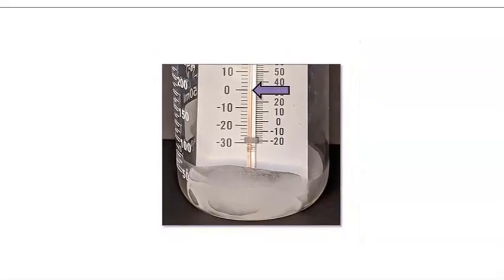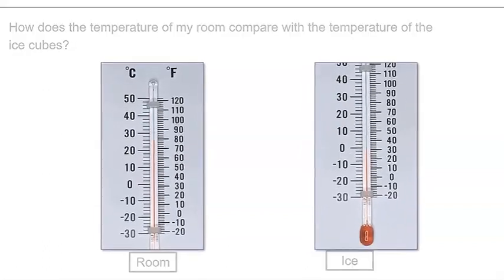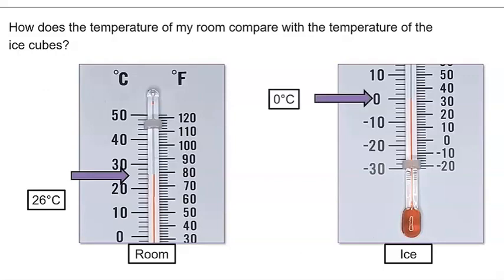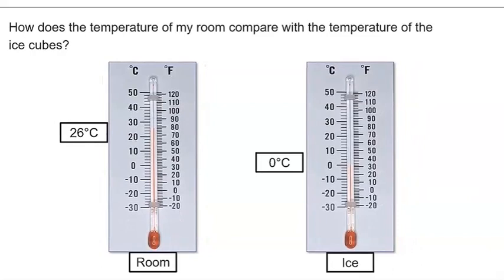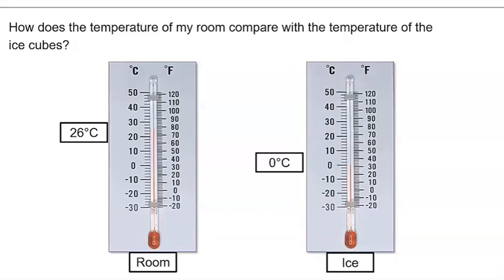Wow, the ice is 0 degrees Celsius. How does the temperature of my room compare with the temperature of the ice cubes? Well, the room is 26 degrees Celsius, but the ice is 0 degrees Celsius. So the temperature of the ice cubes is lower than the temperature of the room. That means the ice cubes are colder than the room.